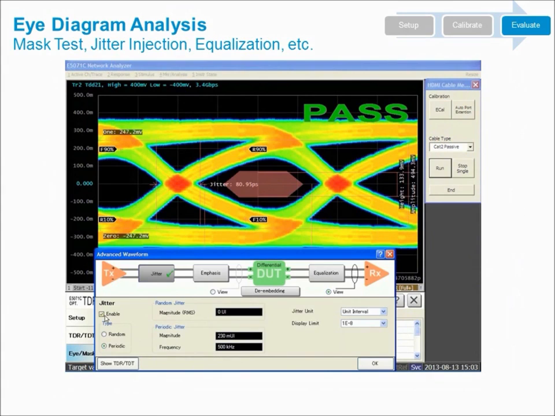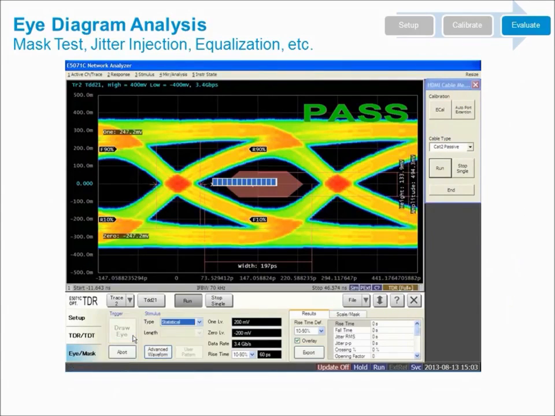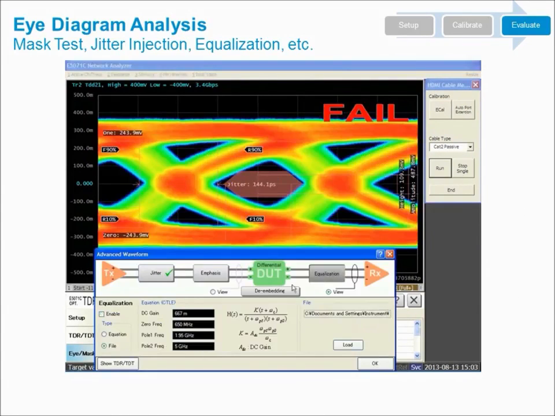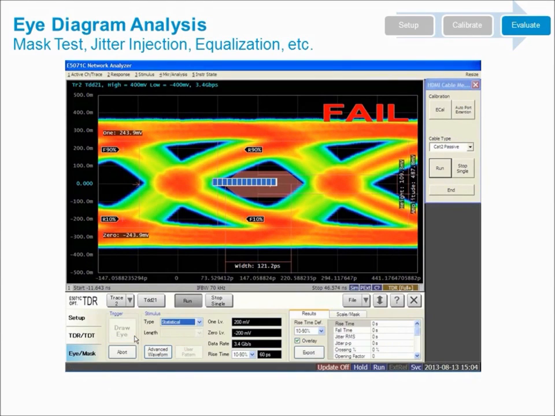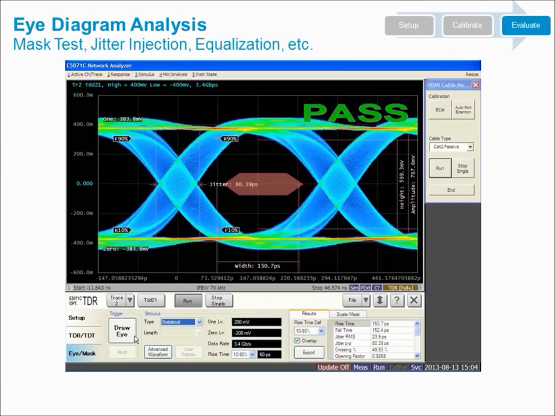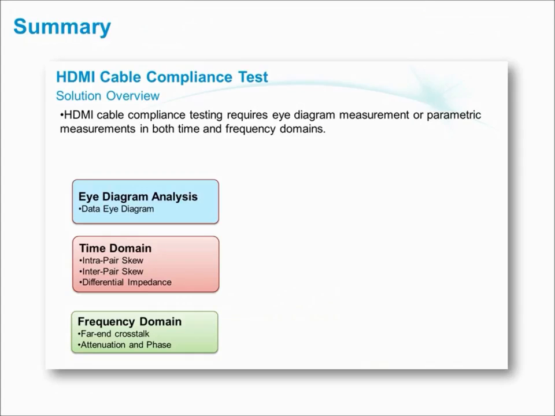ENA Option TDR supports all required functions, such as jitter injection, equalization, and mask test, and you don't need to change the connection from time and frequency domain measurements, so it's very quick and easy to do. That's all for the demo. Now let me summarize the solution quickly.